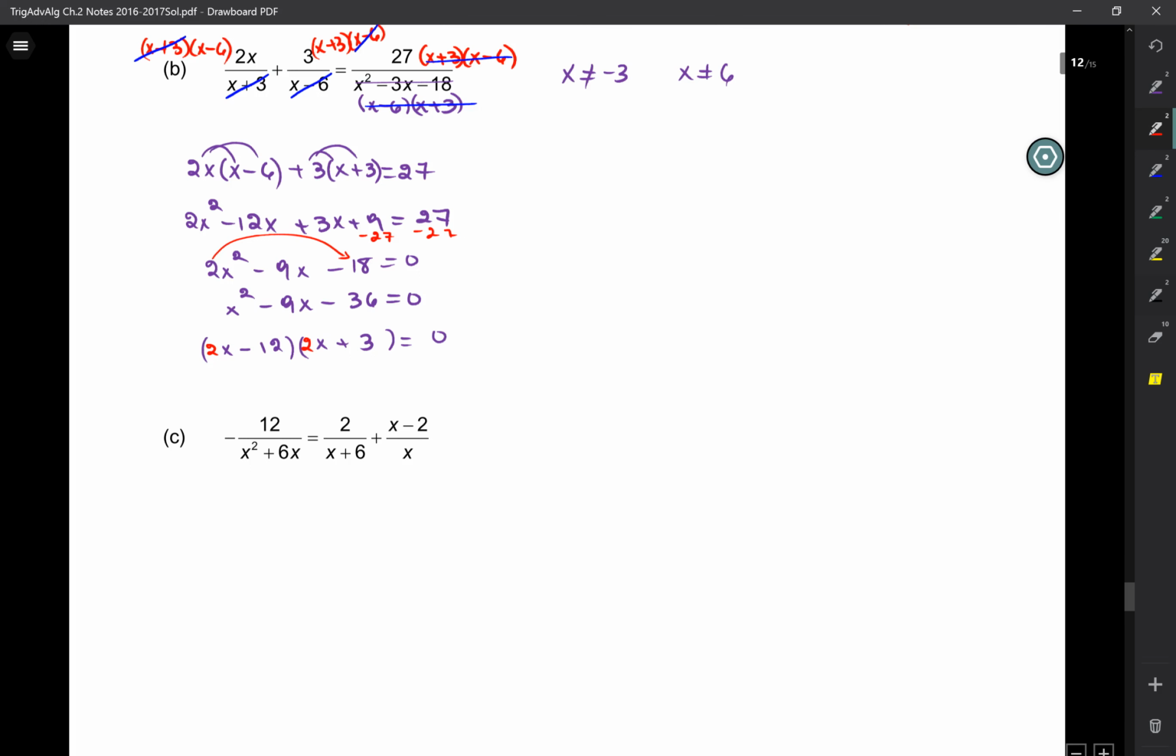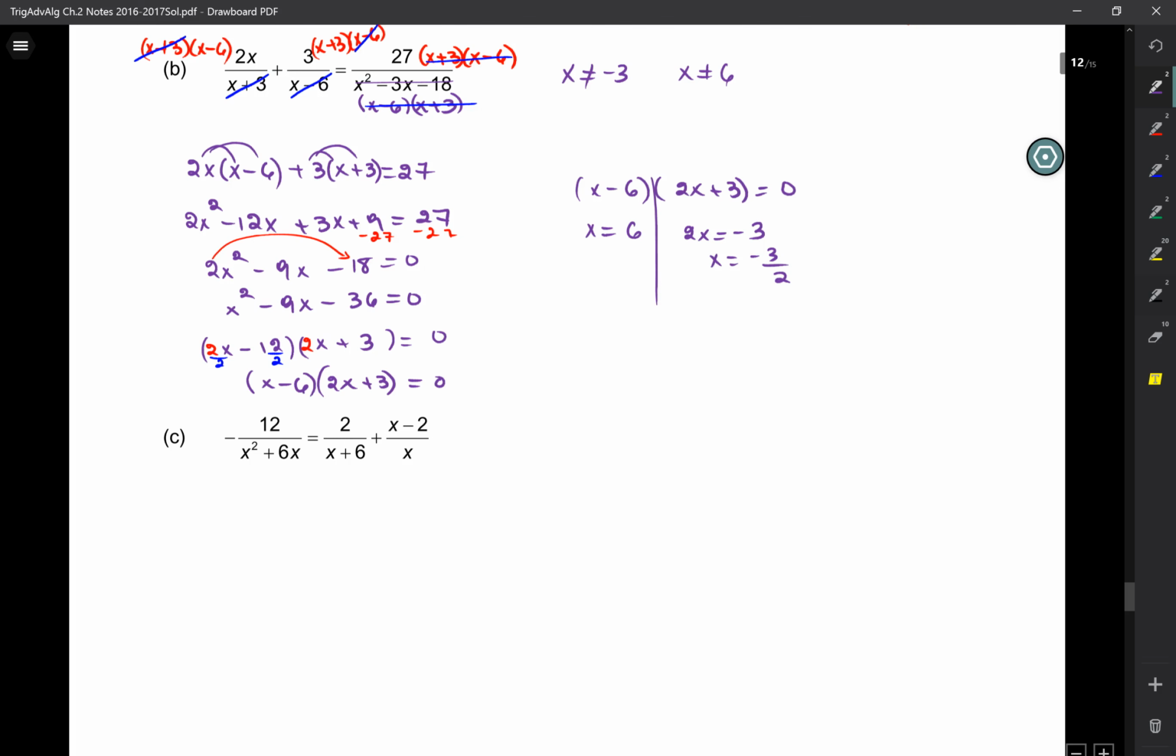And now, what do I divide here by? 2. So what am I going to get? X minus 6, 2x plus 3 equals 0. Now let me solve these. So x equals 6, 2x equals negative 3, x equals negative 3 over 2.